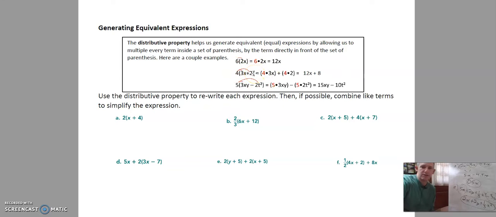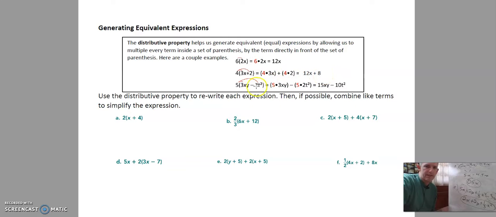So when I think of distributive, I think I'm distributing something out to the whole class. All right, everybody gets the same amount. All right, so everybody gets multiplied by 4 in this case. So 4 times 3 would be 12x, and 4 times 2 would be 8.